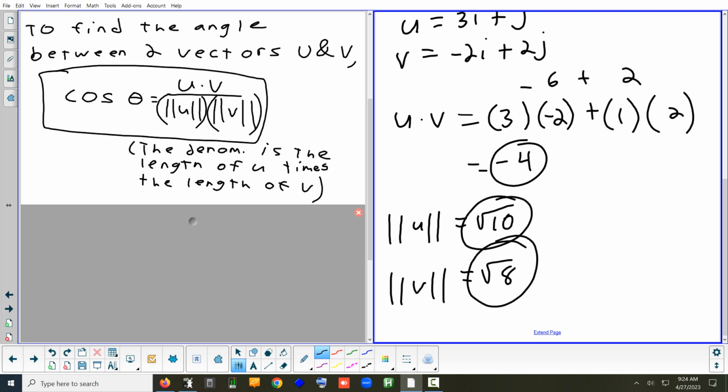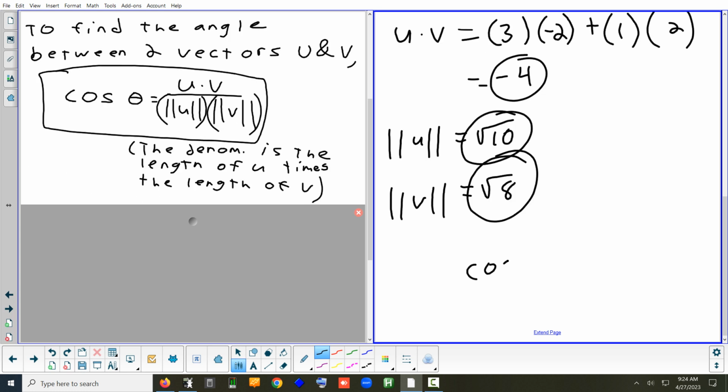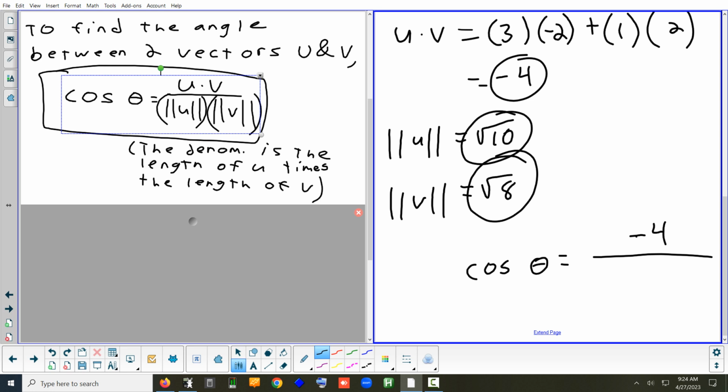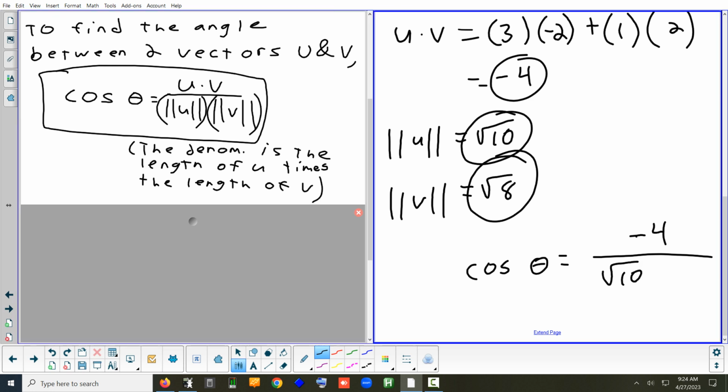That's everything we need to find the angle between the vectors. So let's plug them into the formula and see what happens. Cosine of our angle equals the dot product, which is negative 4, divided by the product of the magnitudes: square root of 10 times the square root of 8. I probably would have just put those together and said square root of 80. You can do that.